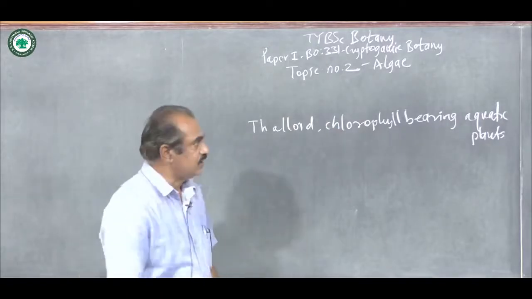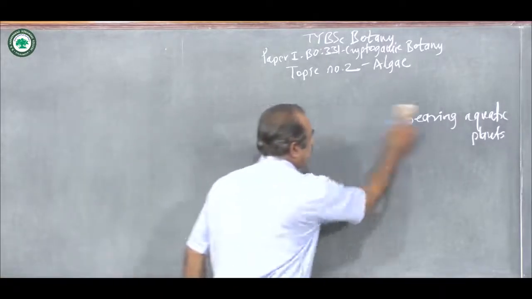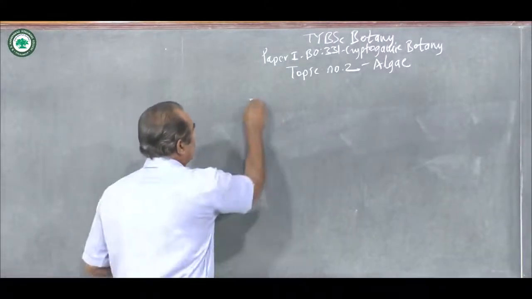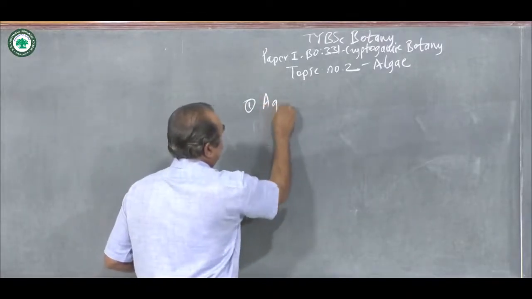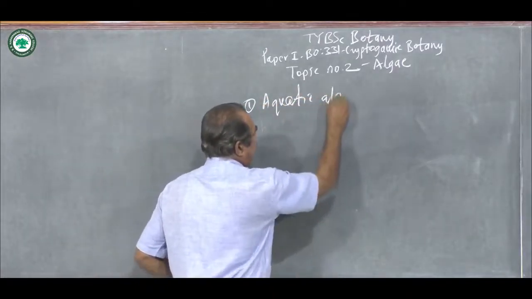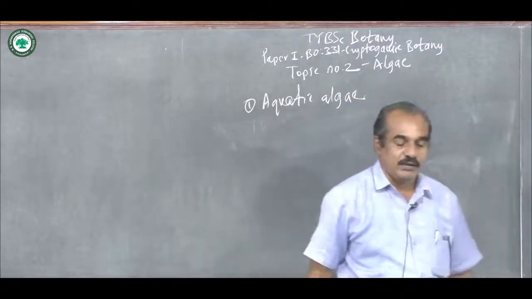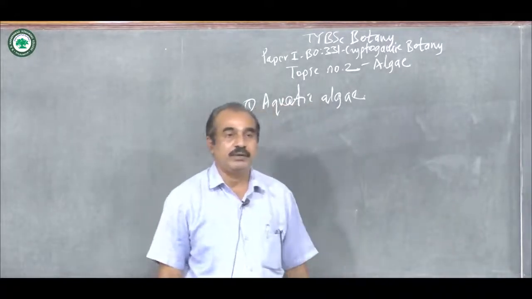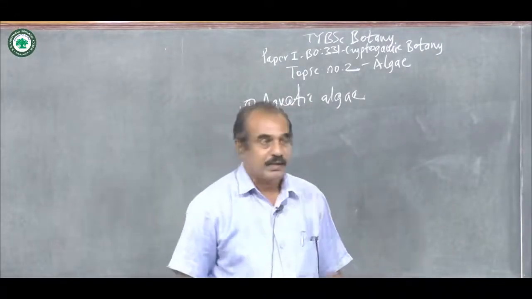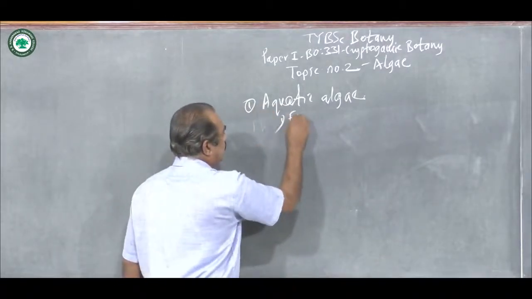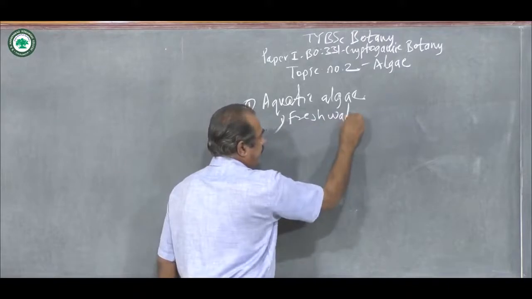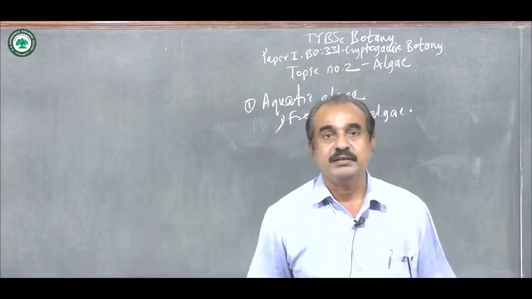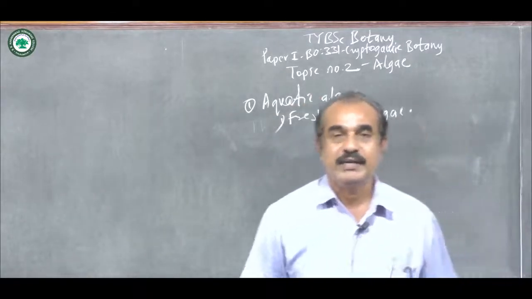So next, that is the general characters of the algae. Number 1, aquatic algae. That means these algae are developed in the water medium, so they are called aquatic algae. And on the basis of the type of water, there are again 2 different types of algae. First, that is the freshwater algae. These algae are developed in freshwater reservoirs like streams, ponds, lakes, wells, etc.